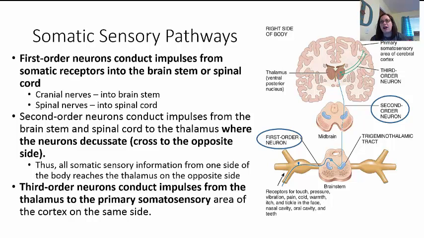So these should not be that hard to remember. The first order takes the message from the sensory receptor to the spinal cord or the cranial nerve, okay, so the brainstem. On the other hand, a second order neuron is going to carry the information to the thalamus, and then the third order is going to take it from the thalamus to the cerebral cortex. So it has three neurons that are part of getting the information to your brain. And here's the third order neuron located here.